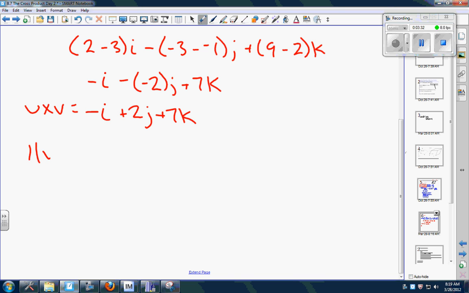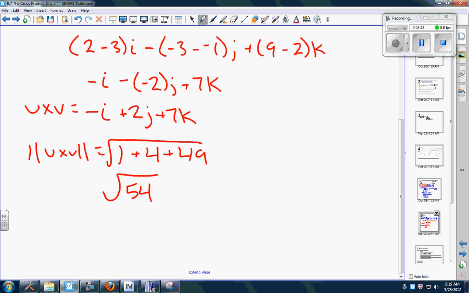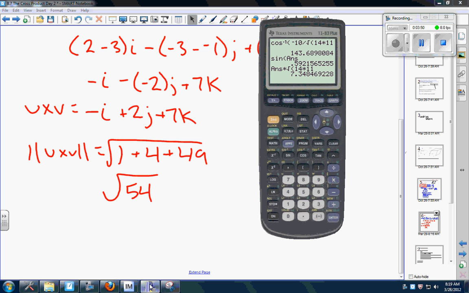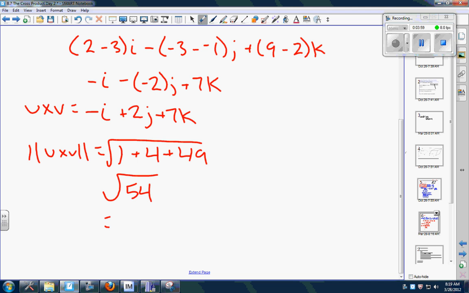We know if we do the magnitude of that, we should be able to get our area of our parallelogram. So that's 1 plus 4 plus 49, square root of 54. So hopefully this works. It sounds about right. There we go, 7.35. And we'll call that units squared.